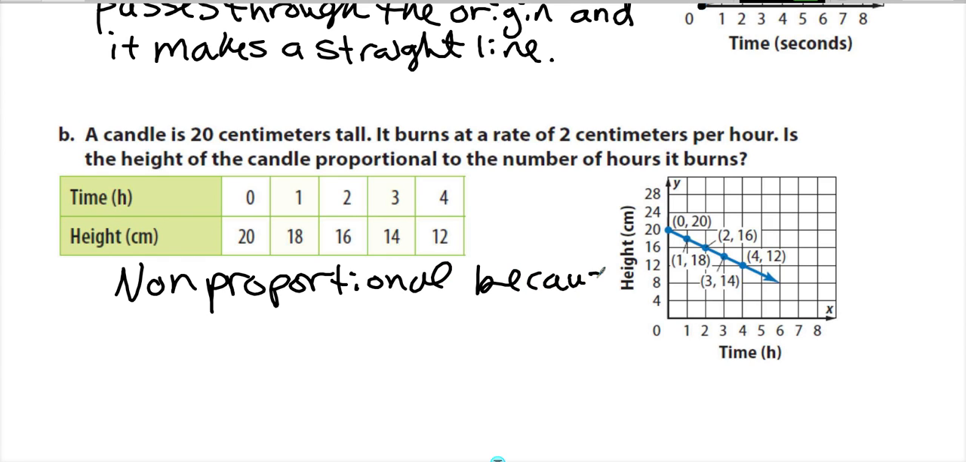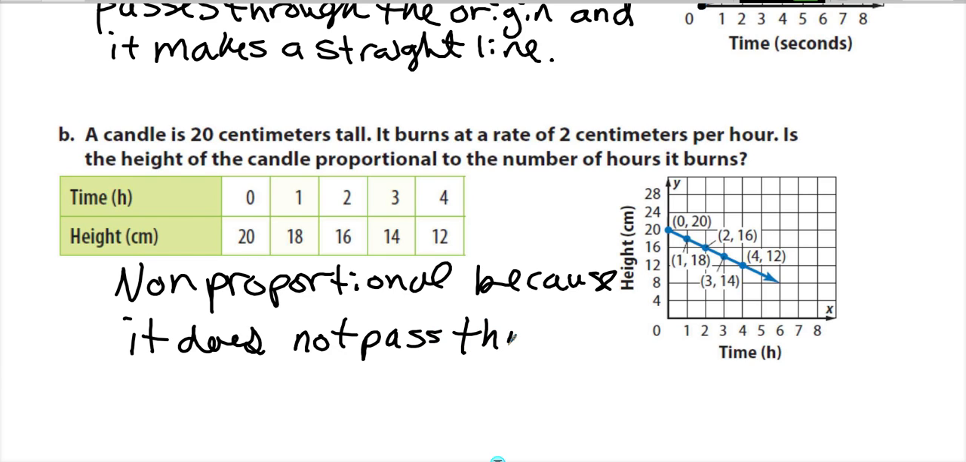Because it does not pass through the origin. Okay, so this one's non-proportional because it does not pass through the origin. This one can change. This is not always your answer.